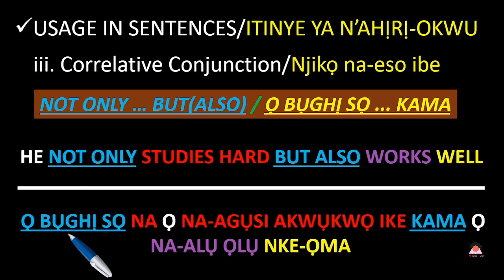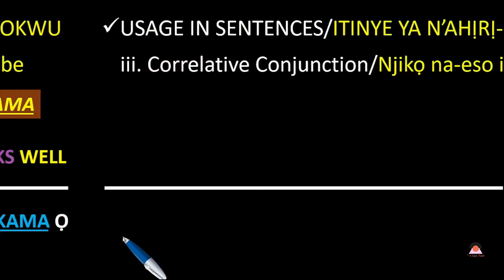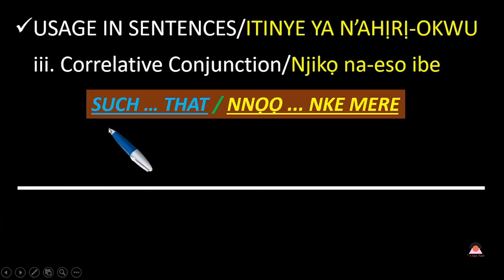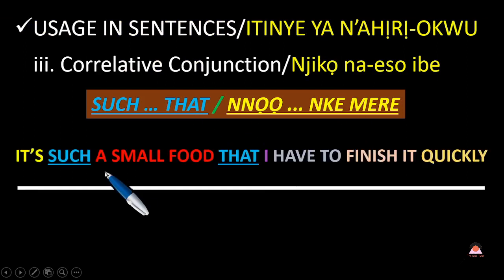Look at the conjunctions that are underlined, but also kama, not only. Ọ bụghị sọ. Hope that is clear enough. Move to the next one. Such and that. Nke mere as the Igbo version. Let's look at the sentence.